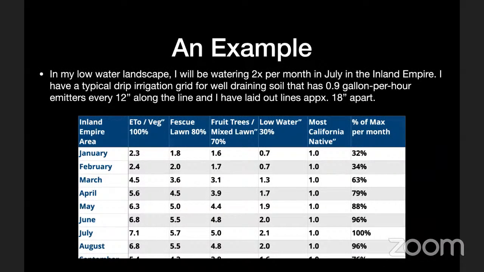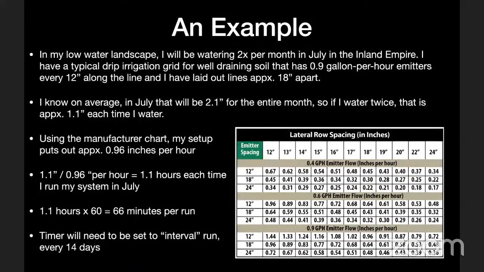And just to go over it one last time, really making it clear. If I'm going to be watering twice per month in July in the Inland Empire with our grid, that's the 0.9 gallons per hour emitter, every 12 inches along the line and 18 inches apart, my irrigation system is going to be providing just about 1 inch of water per hour, 0.96 to be exact. So on average, I'm going to water twice. So it's 1.1 inches of water each time, rounding up a little bit. 1.1 divided by 0.96 inches per hour.